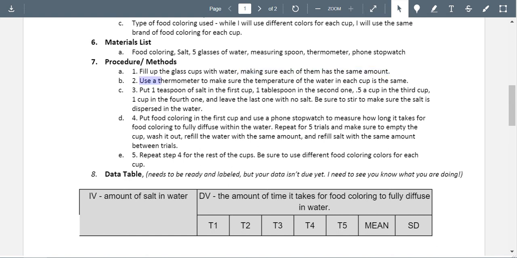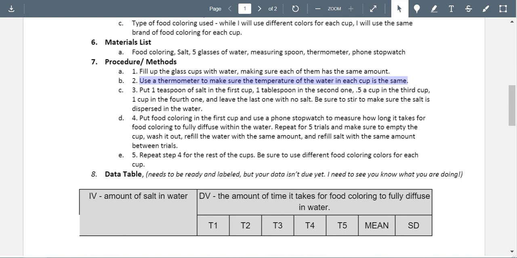Said use a thermometer to make sure the temperature of water in each cup is the same. Okay, that's good. I do think there are better methods to get the water temperature the same, like perhaps start off with a large batch of water and then pour it into each of the cups. That would help ensure all the cups got the same source of water and the same temperature.